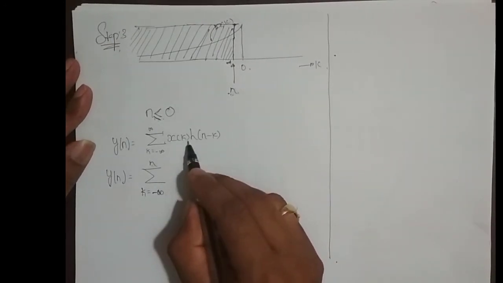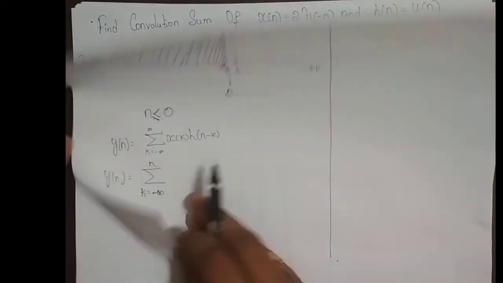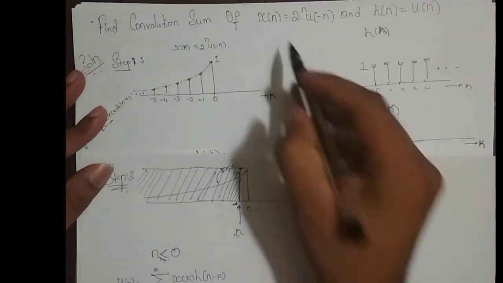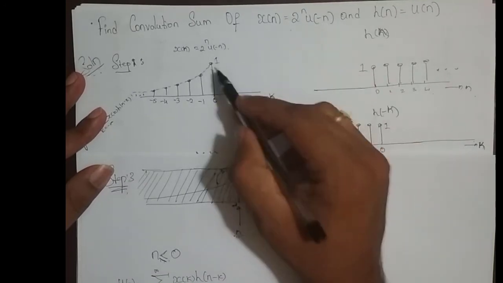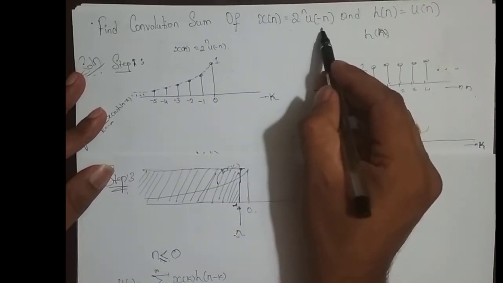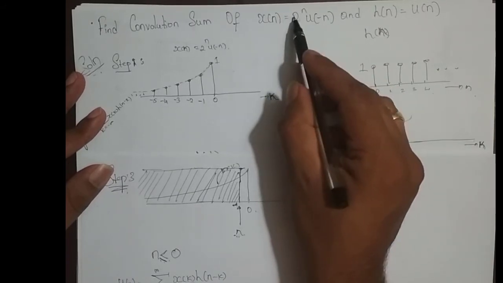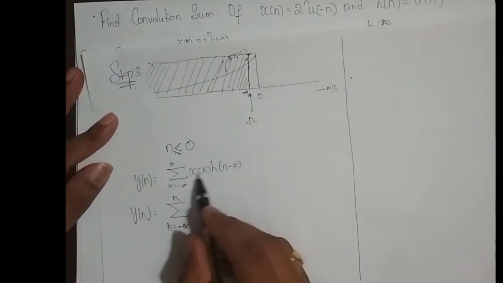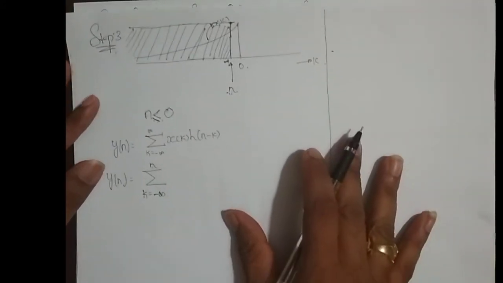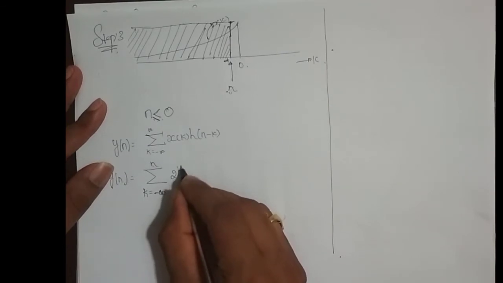X of k, right? What is x of n? X of n is 2 power n u of minus n. Anyhow, u of minus n is 1 everywhere, because it is a unit step function. But we have u of n. So if x of n is 2 power n, what is x of k? It is nothing but 2 power k, right? So I'll write it as 2 power k.